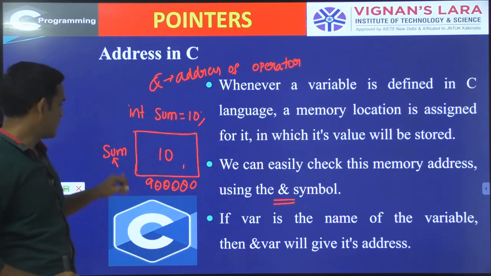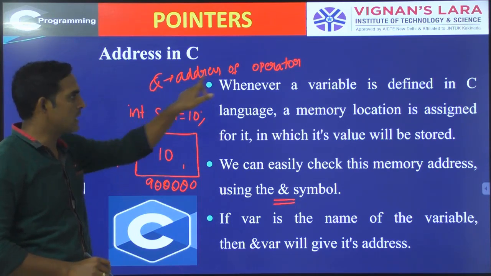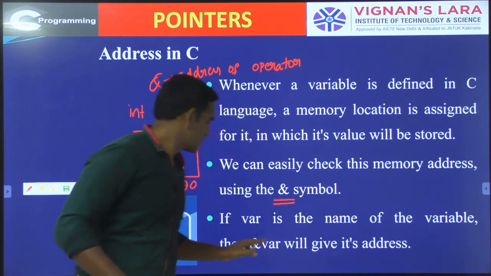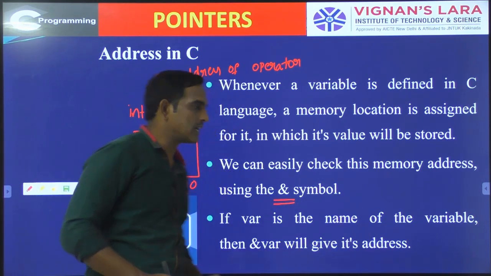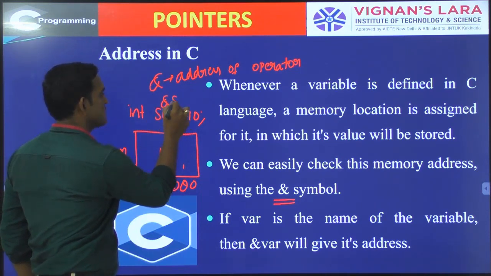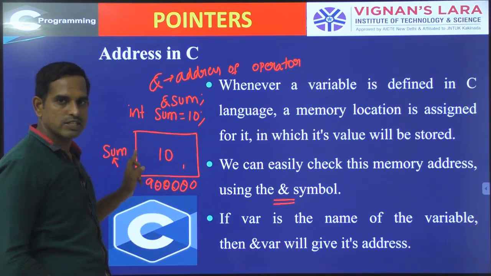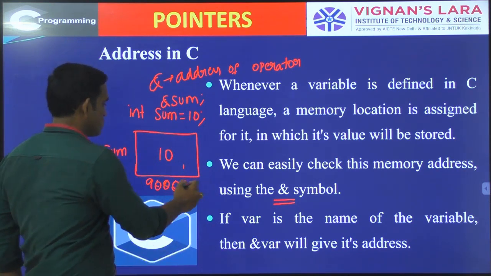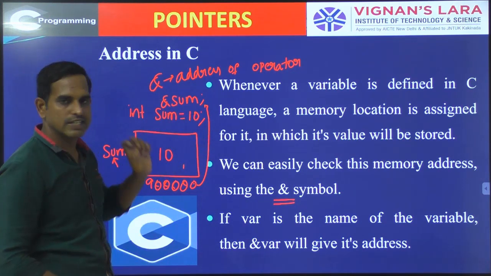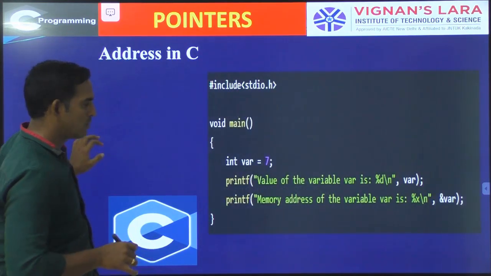You can find the address of any memory location, that is, the address of any variable, by using the address-of operator, or ampersand symbol. If var is the name of your variable, then &var will give its address. If sum is the name of your variable, &sum will give the memory location in which your sum variable is stored. So 9000 will be returned here, whatever the large memory location value is. That is the basic difference between your memory and pointer.